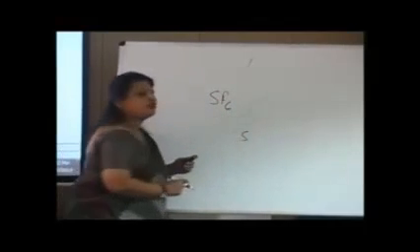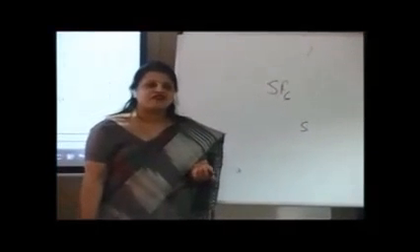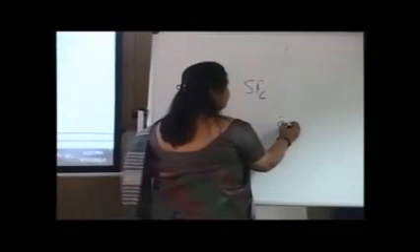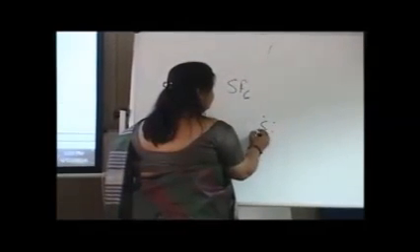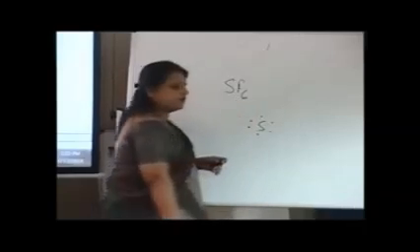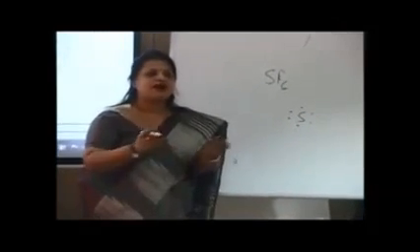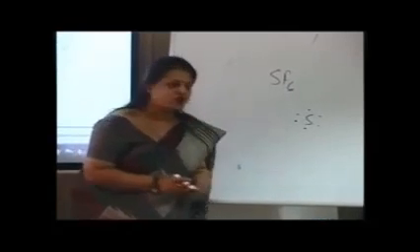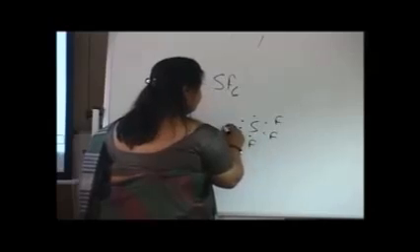Sulfur atom, the number of valence electrons on sulfur atom is 6, and it is too short of the electrons to complete the octet. Each of the fluorine atoms, the number of valence electrons on each fluorine atom is 7. It requires only 1 electron to complete the octet. So this is what is happening here.